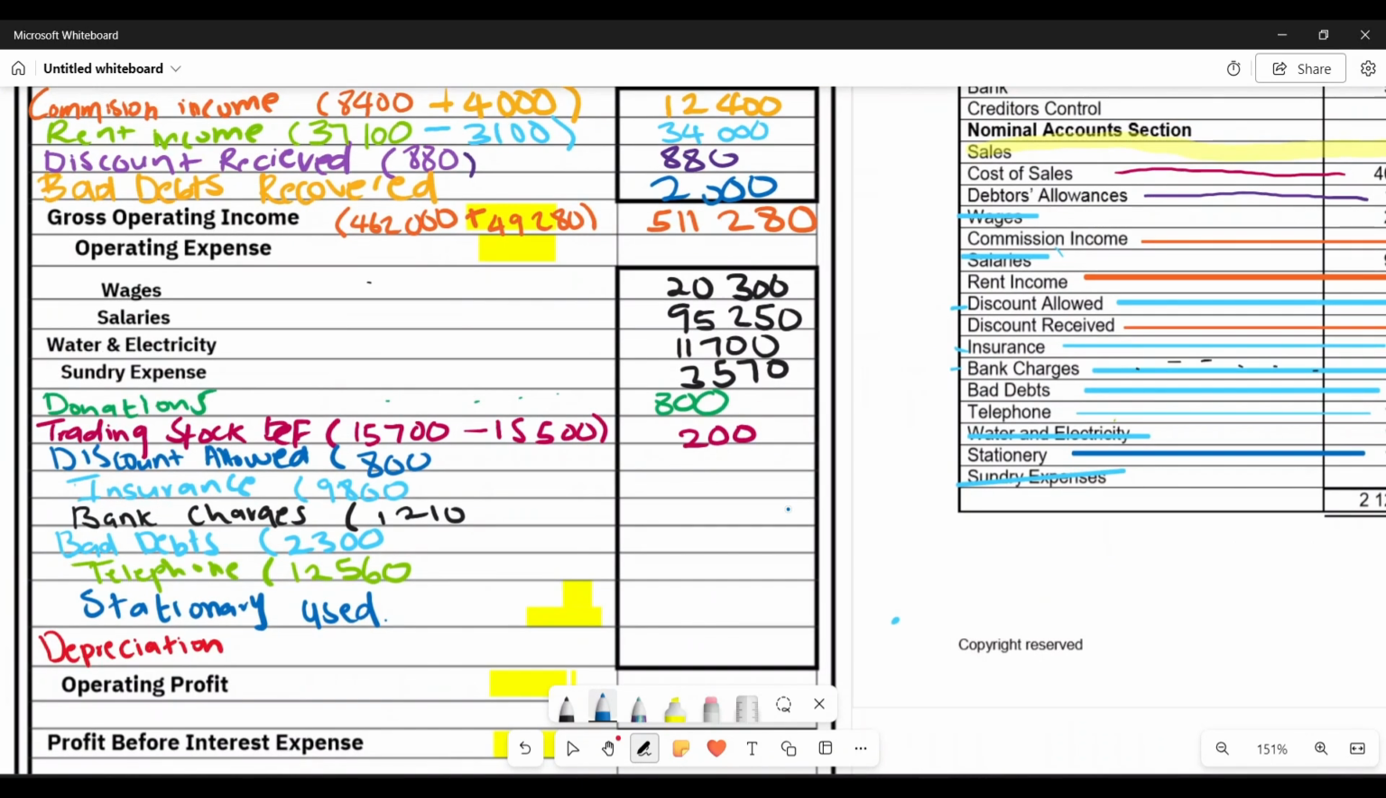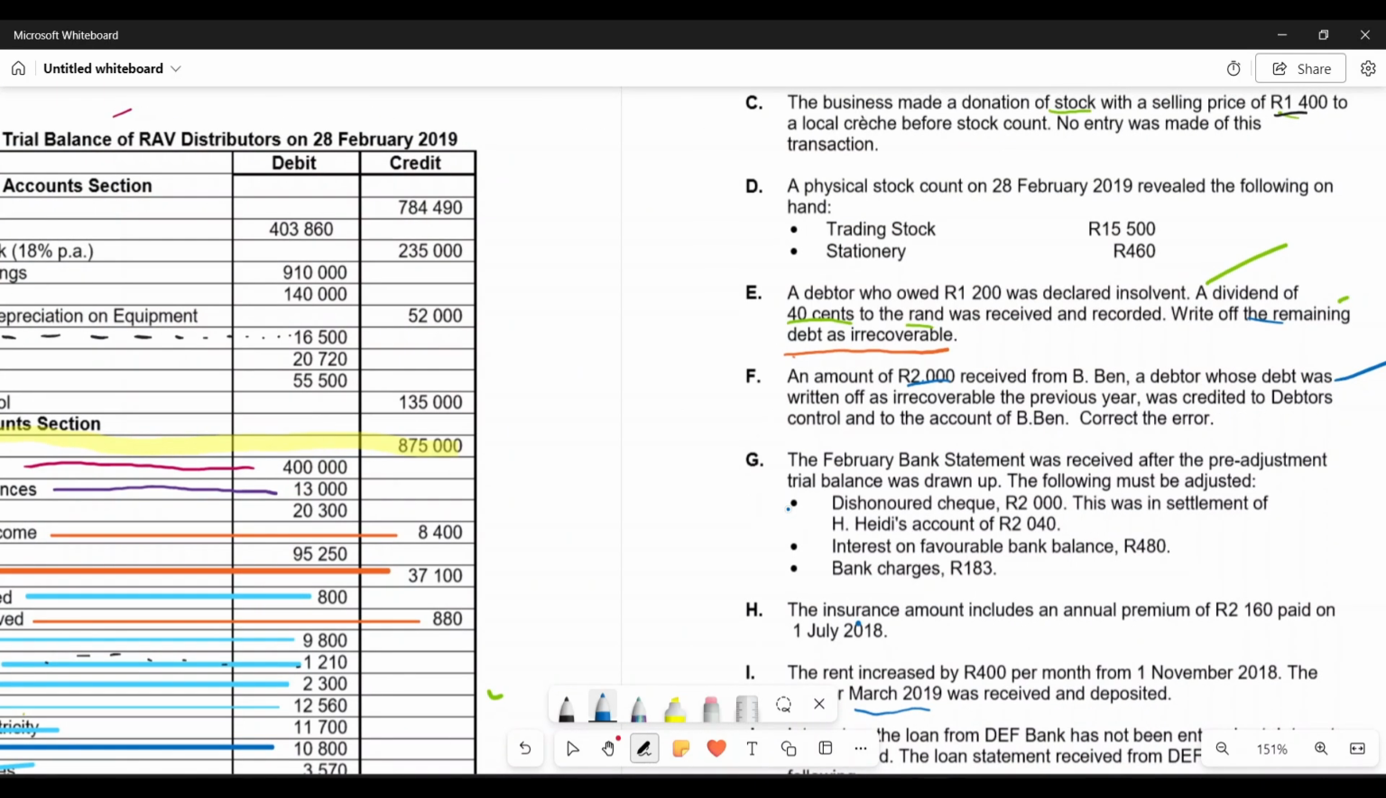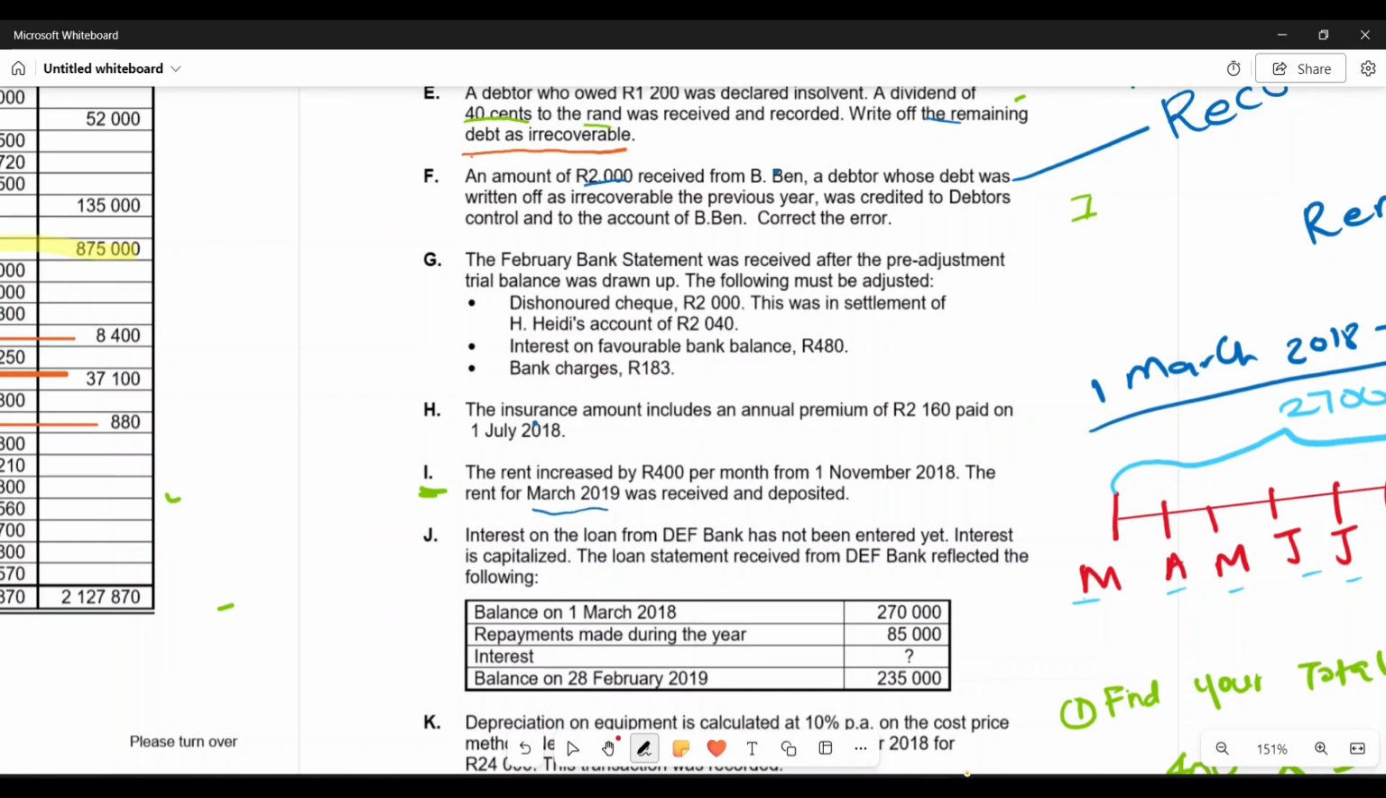Now, let me solve these line item by line item, starting off with my discount allowed, right? So let me see if I have any transaction that affects my discount allowed. Now, here I have a transaction which relates to my discount allowed, but they didn't explicitly specify, right? So let us read this. They said the February bank statement was received after the pre-adjustment trial balance was drawn up. Now, the following must be adjusted. Now, dishonored check, this simply means that when a person gives us a check, and maybe on that check is an error, when we try to get money, remember you would present that check to the bank and the bank would give you money in exchange for the check.